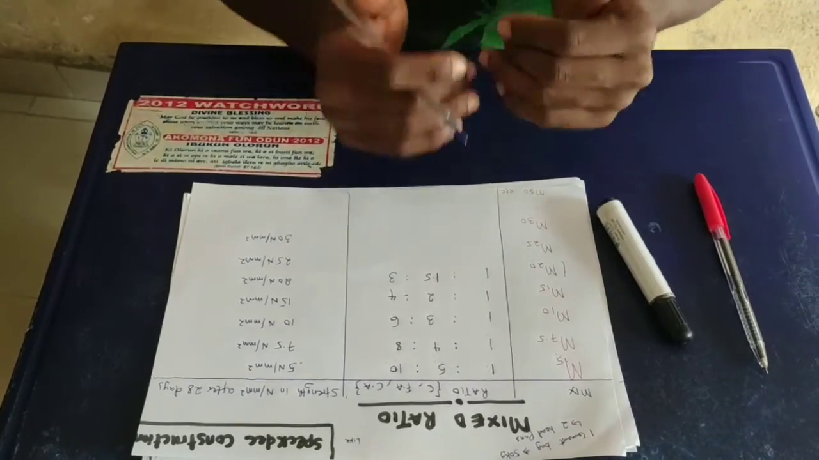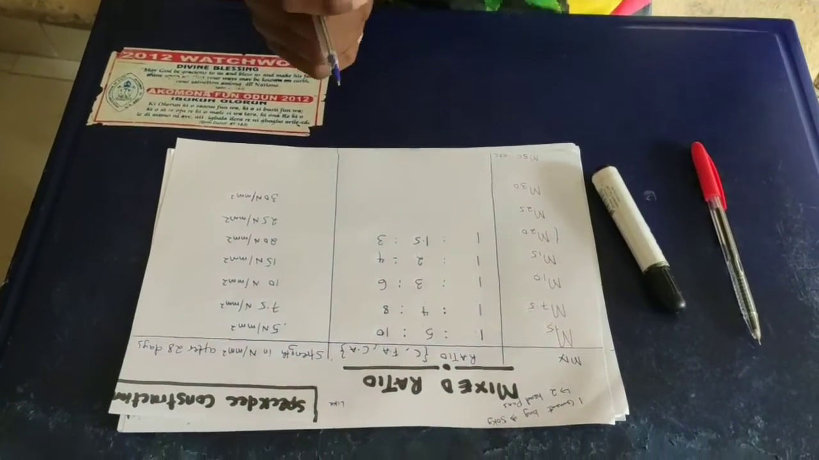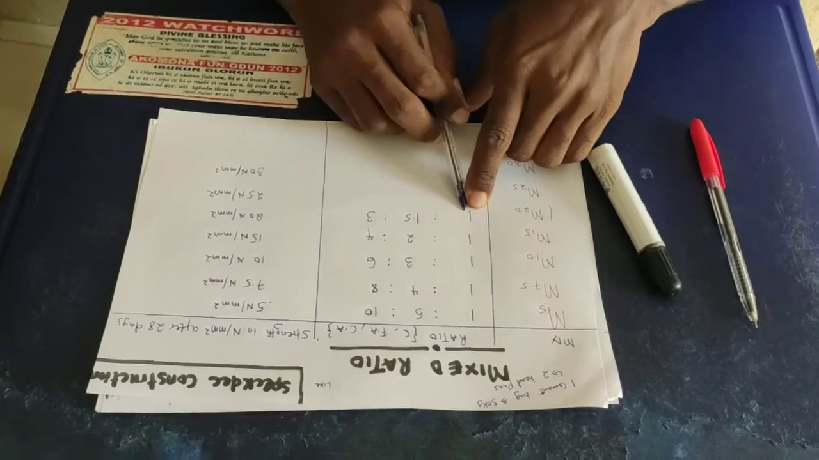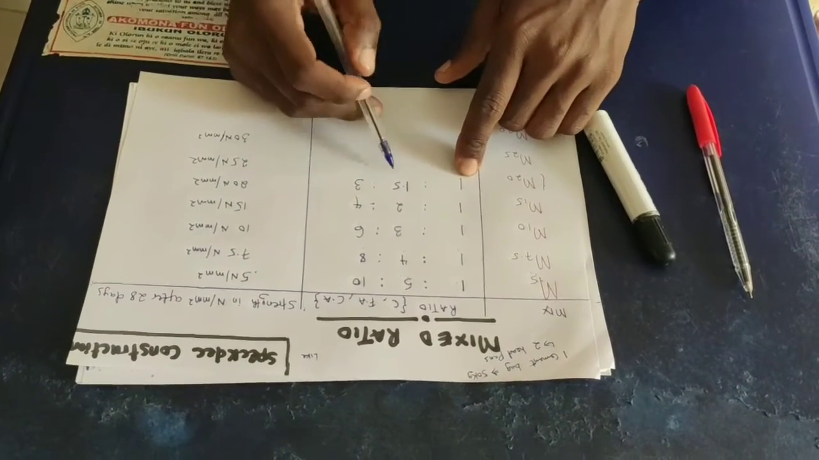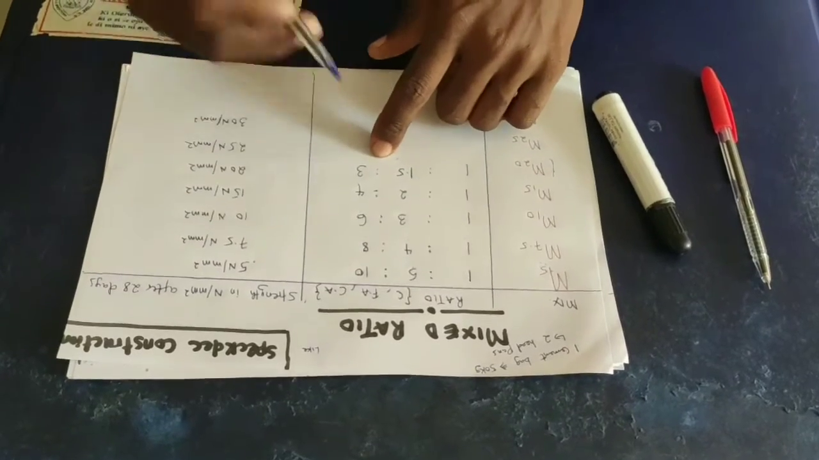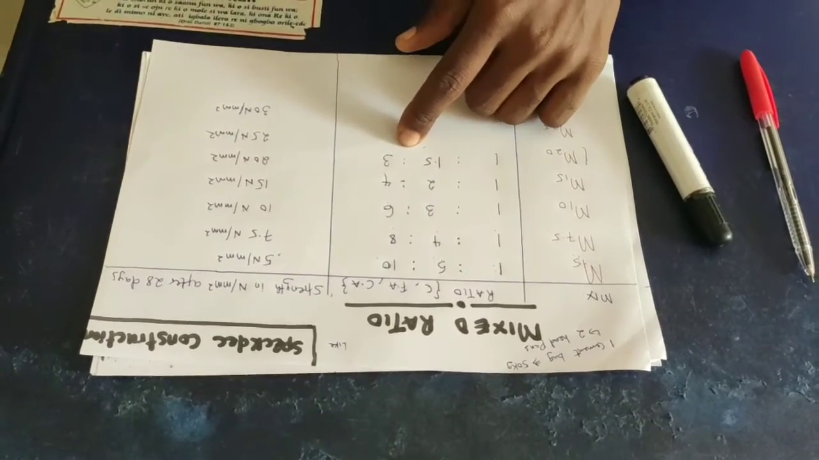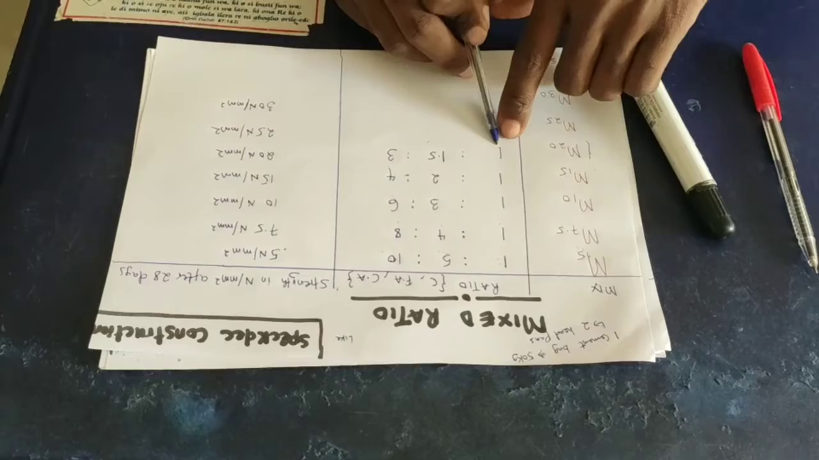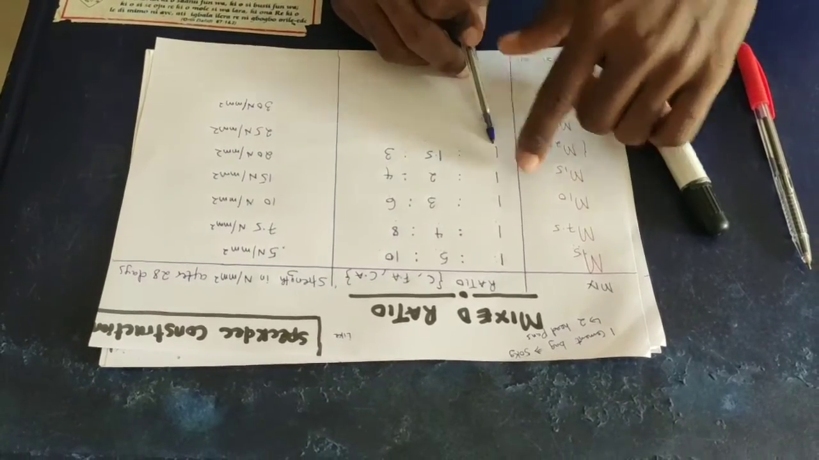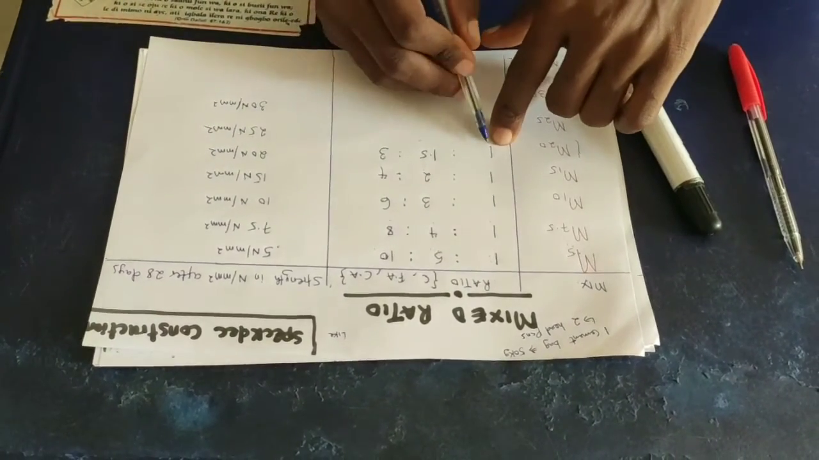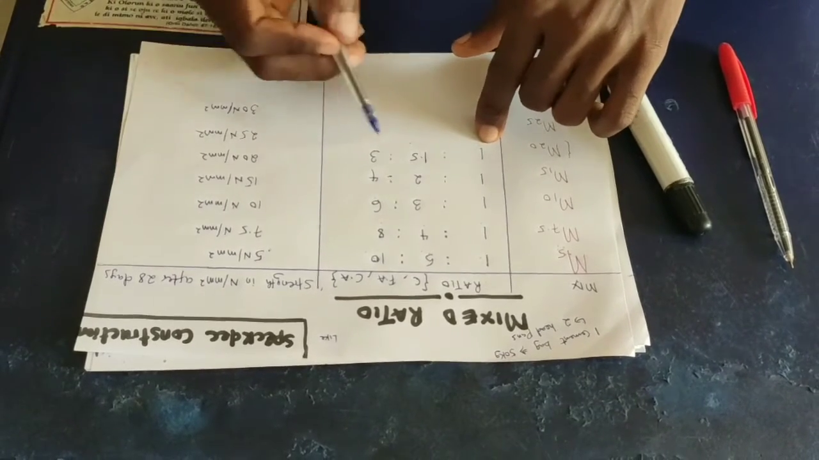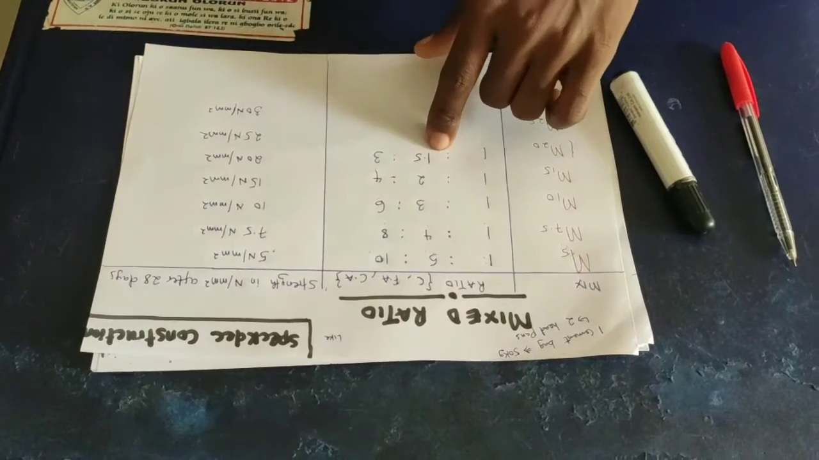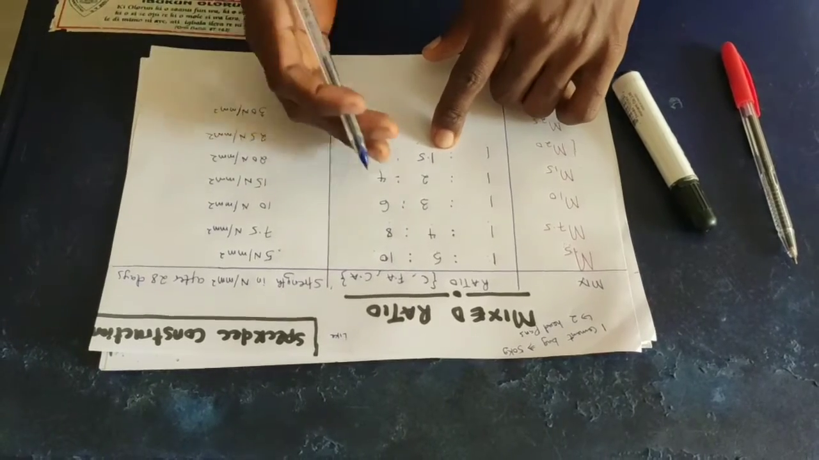Let me just explain this a bit. What it means is that for every 1 part of cement, you have to use 1.5 parts of sand and 3 parts of coarse aggregate. If you're mixing with 1 headpan of cement, you have to mix with 1.5 headpans of sand and 3 headpans of gravel, which is coarse aggregate.